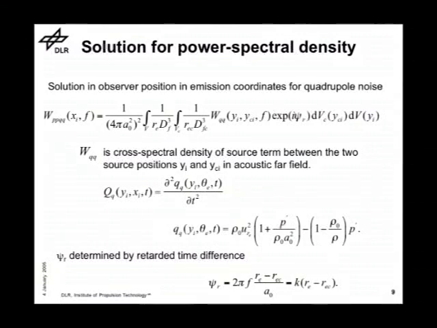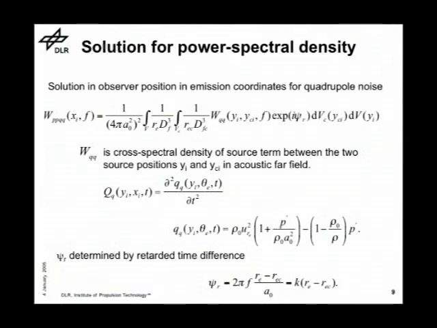So the source quantity is given here. They are known: the second time derivative of this term, rho u squared in the direction of the observer, the wave normal direction. The retarded time difference is given by that. So where does the motion come in? Of course, the sources still move. We cannot assume that they are stationary.